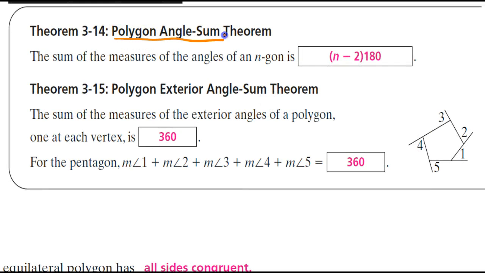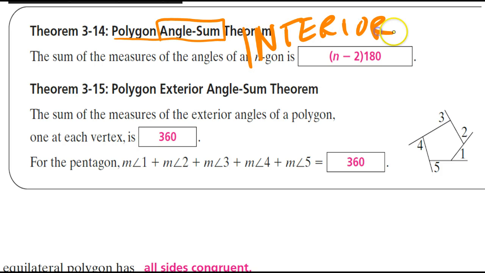So the polygon angle sum theorem, this is for interior angles. And we're adding up all of the interior angles. It's sort of based on the idea of connecting vertices and ending up with triangles. However many vertices you have, take away 2, multiply it by 180, and that is the sum of your interior angles. So n minus 2 times 180. N is the number of sides. Number of sides is what the n stands for.